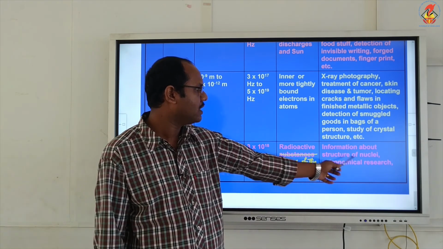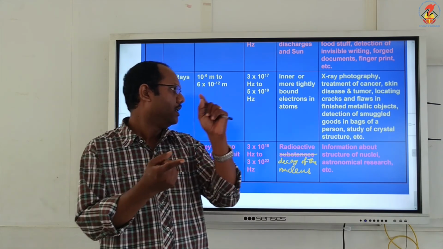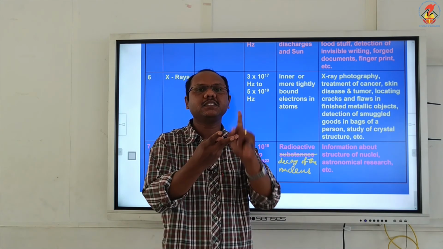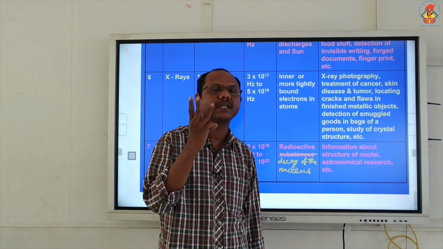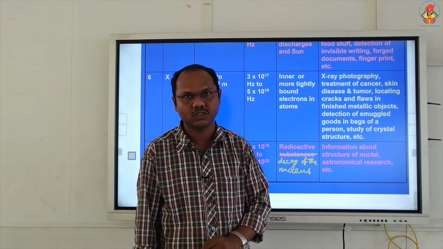And they are also used in astronomical research. So astronomical research to study about the nuclear structure and for radiotherapy, treatment of cancer. So mainly there are 3 uses. So please note that also.